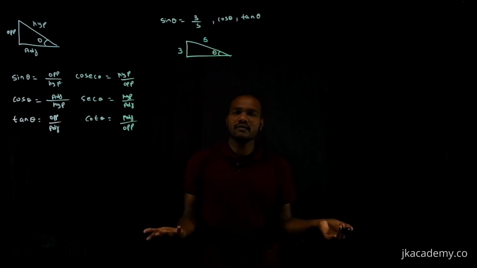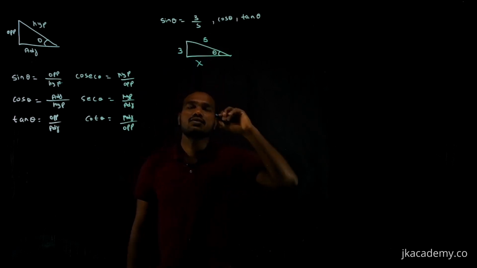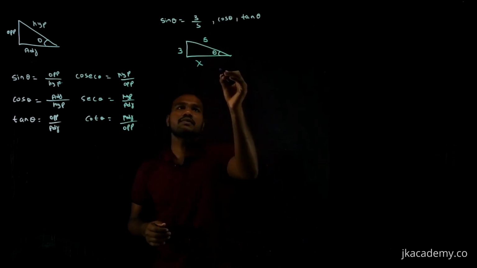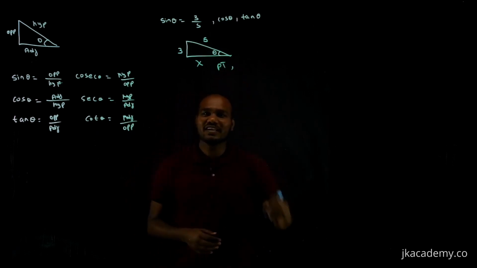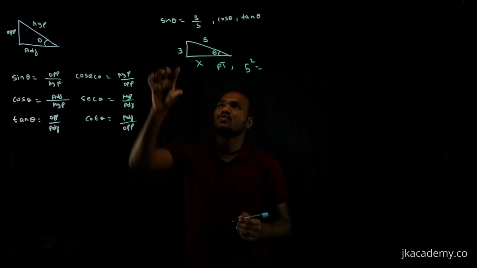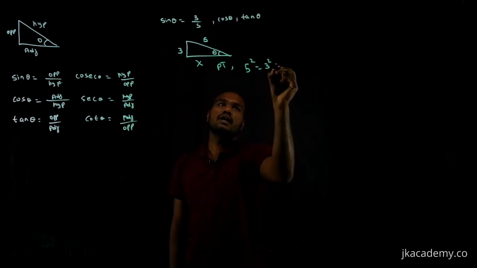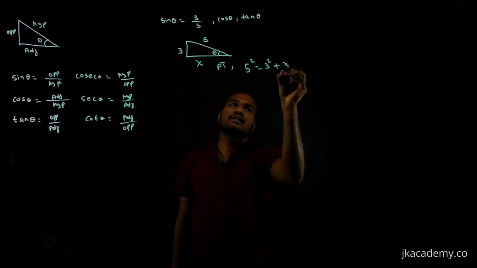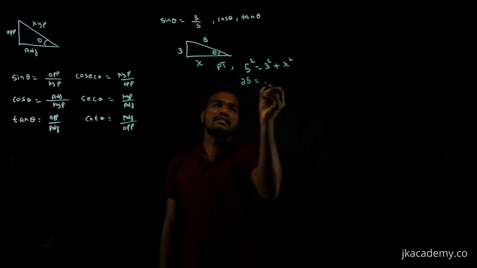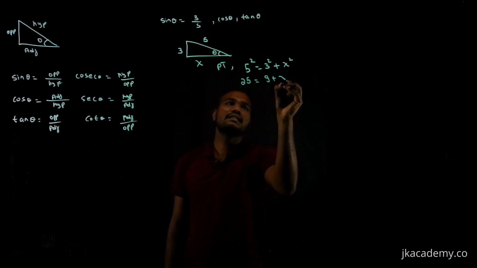So what is not given in the question? X is not given in the question. How to find X? We know Pythagoras theorem, that is PT theorem, right? What does PT theorem say? Bigger square is equal to smaller square, that is 3 square, plus the other smaller square, that is x square. So 5 square is 25, which is equal to 9 plus x square.